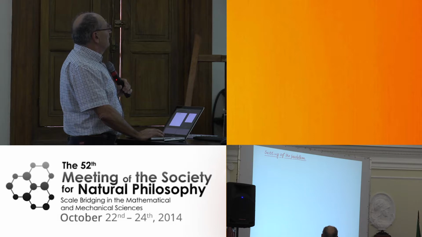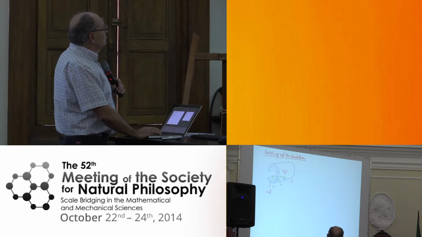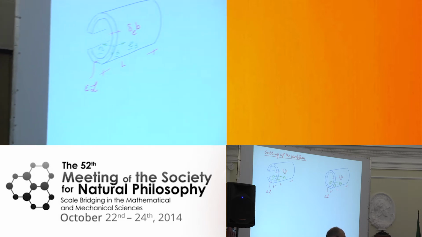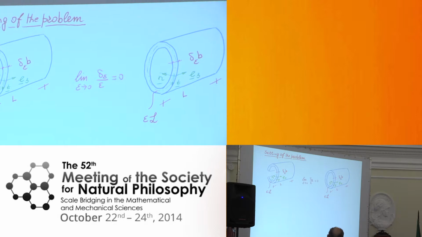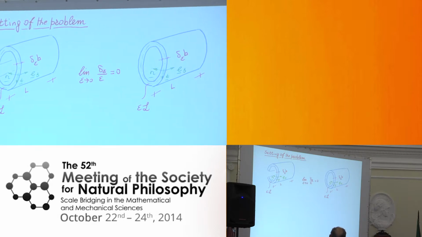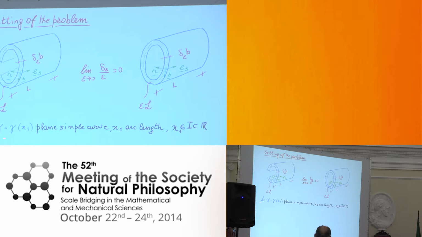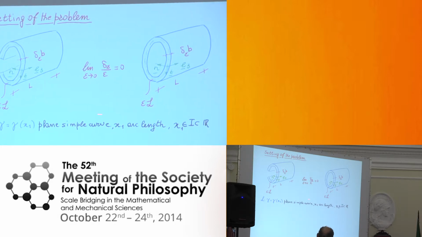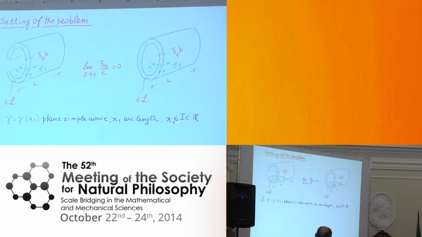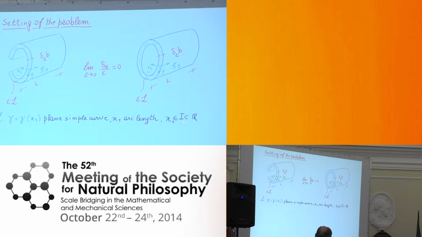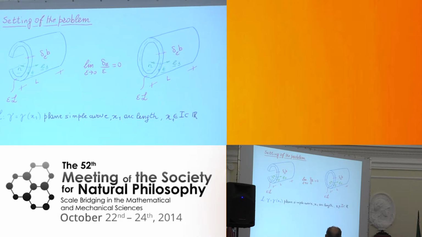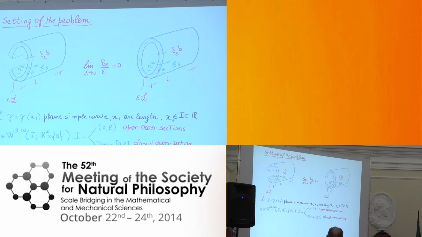And basically, the problem is this. We have considered two cases, an open cross section and a closed cross section of a thin wall, and constructed in this way, there is a middle line, L, which is a plane simple curve with x1, the arc length, taking values in a set E contained in R, and the two cases correspond to the choice of E, an open interval (0, L) or a torus (0, L) with the identification of the endpoints of the middle line.